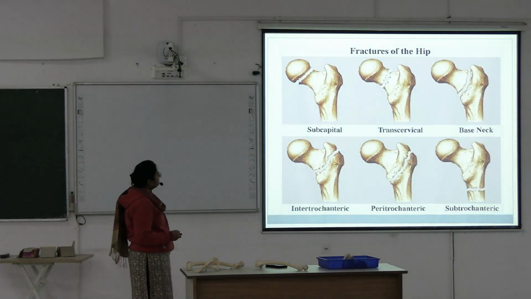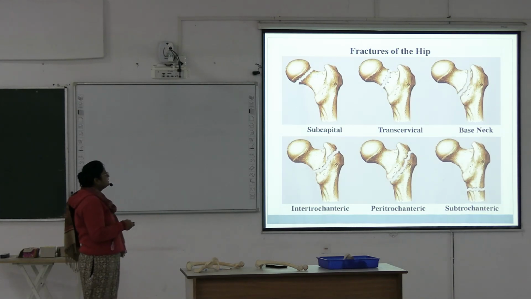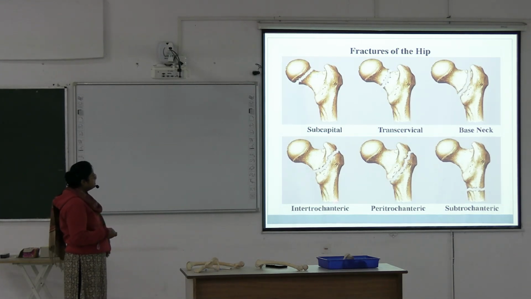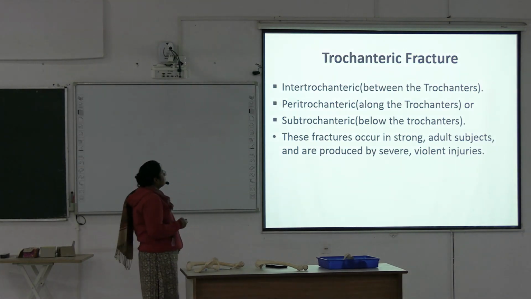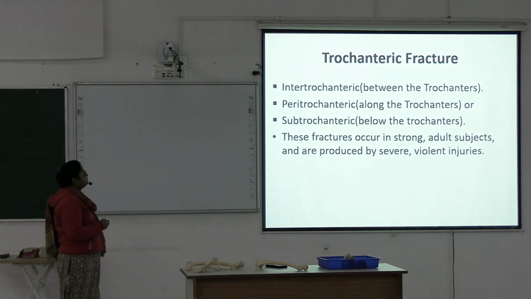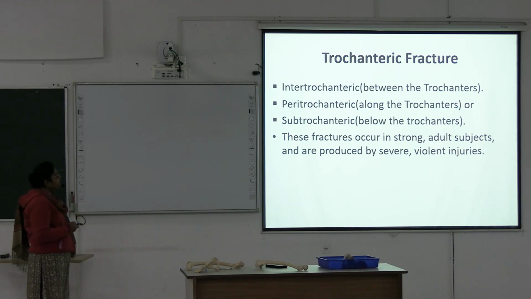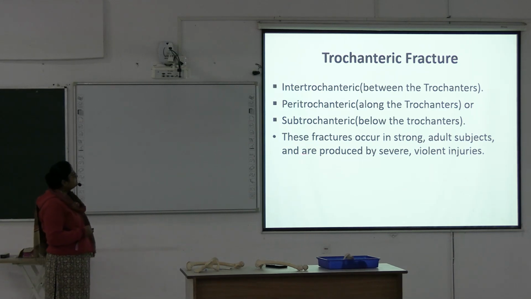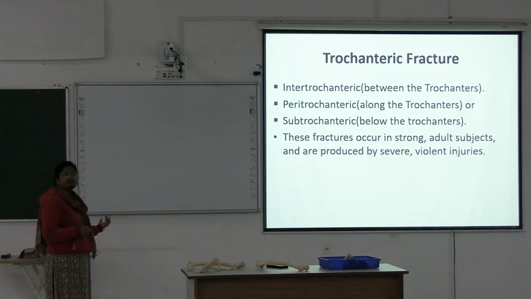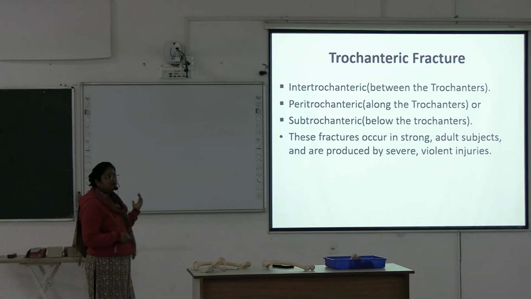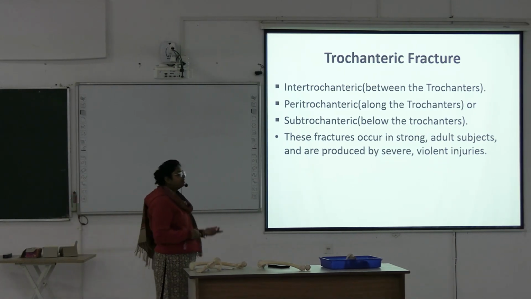Next, these are the fractures: subcapital, transcervical, basal neck fracture, intertrochanteric fracture, peritrochanteric fracture, subtrochanteric fracture. Intertrochanteric is between the trochanters, peritrochanteric along the trochanter, subtrochanteric below the trochanter, and these fractures occur in strong adult subjects, produced by severe violent injuries. That means the trochanteric fractures. But neck fracture is common in old and weak patients.